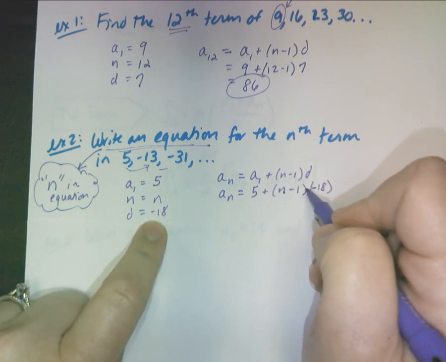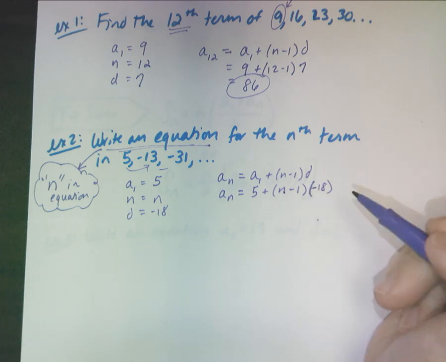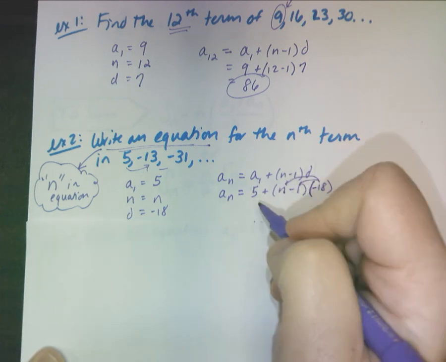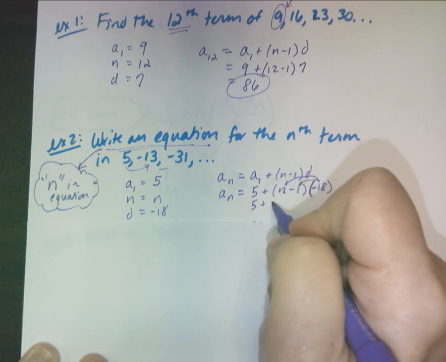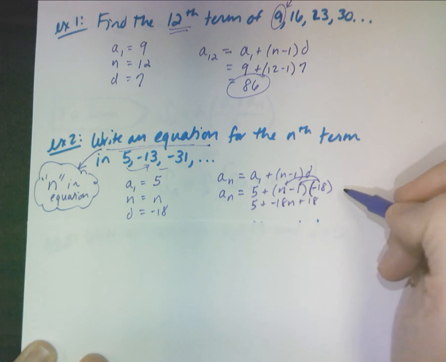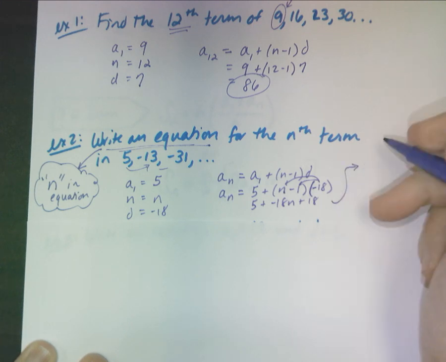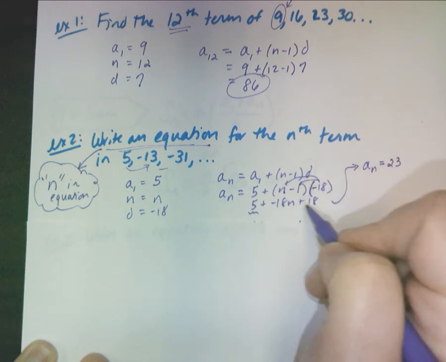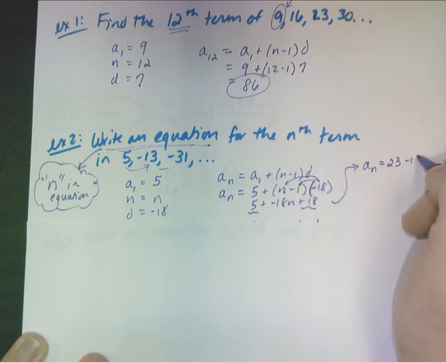18. Don't just write minus, it looks like minus 18, so put it in its own parenthesis. Distribute this out. 5 plus negative 18n plus 18. And running out of room, let me go over here. A sub n equals 23, right? 5 and 18 make 23 minus 18n.